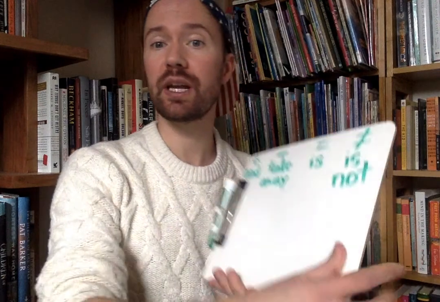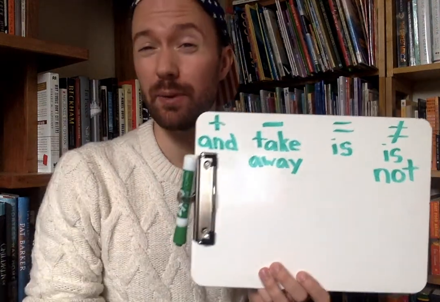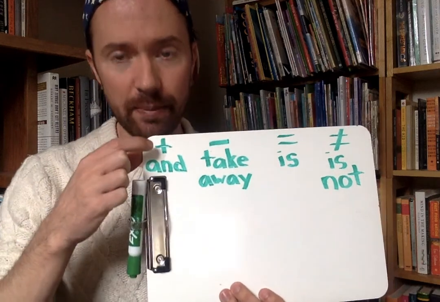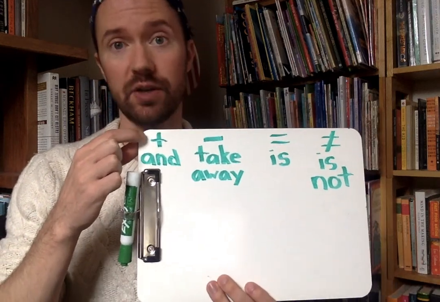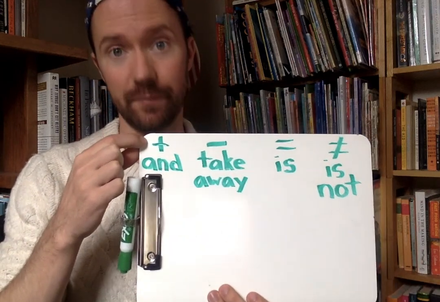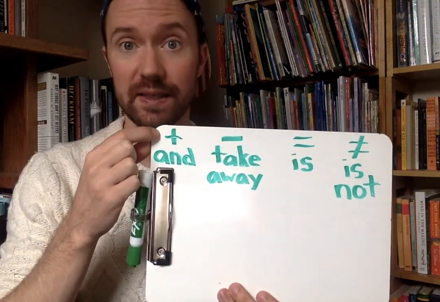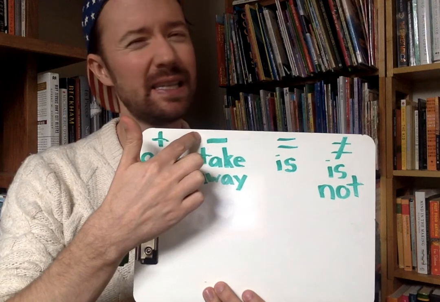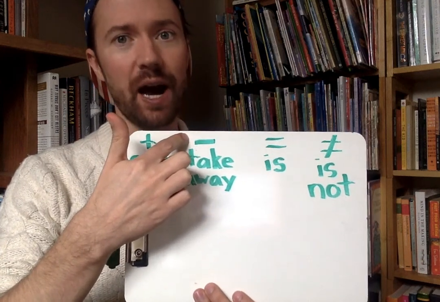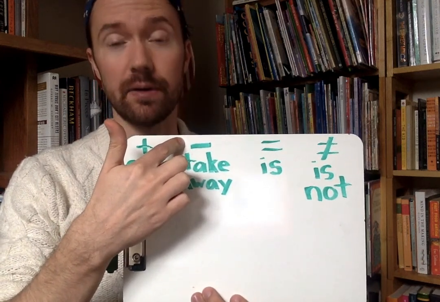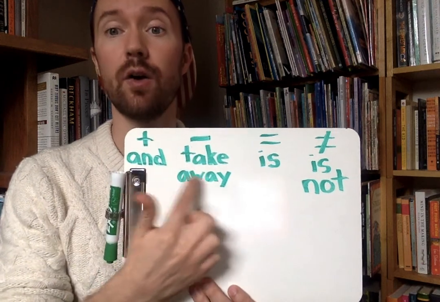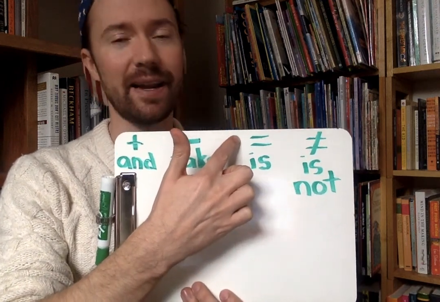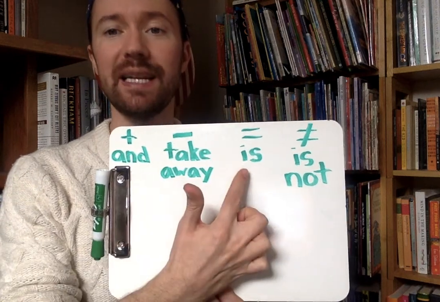Since we're going to be working with equations today, it's really important that we review our math symbols and that we know what those symbols mean. Let's talk about this symbol first. Everybody question, what is this symbol? That's right, this is the plus symbol, and the plus symbol means and. Everybody question, what is this symbol? That's right, you got it. This is the minus symbol, and the minus symbol means take away. What's this symbol? Got it again, the equal symbol, which means is.